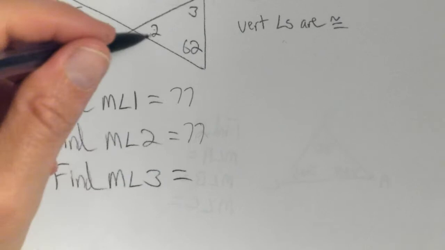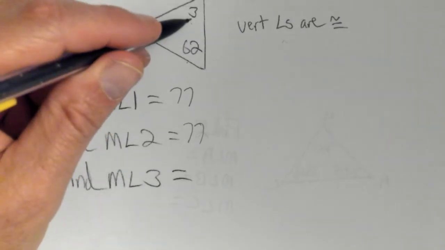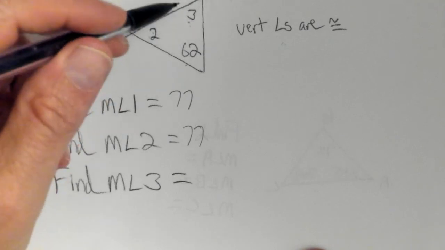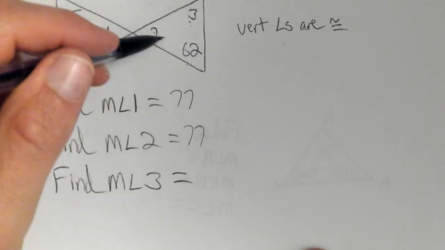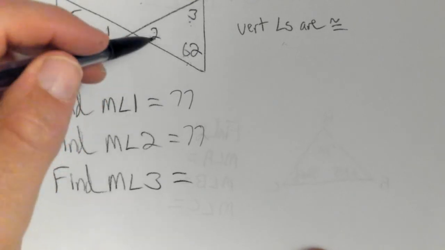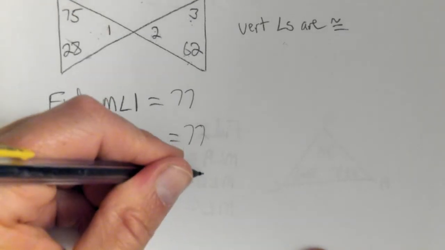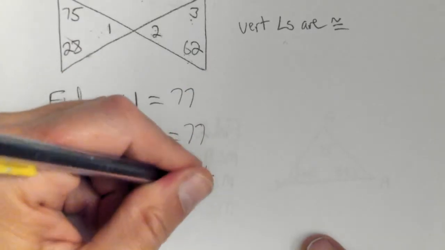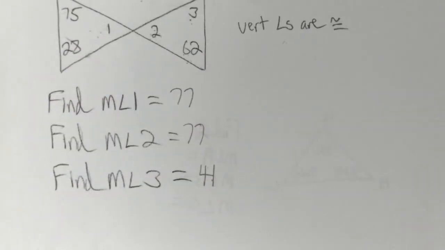Alright, so now I've got 77, 62. I'm trying to find angle 3. I just need to take these two numbers and subtract them off from 180. So if I do 180 minus 62 minus 77, I'll have the measure of angle 3, which is going to be 41. Alright, so there you go.